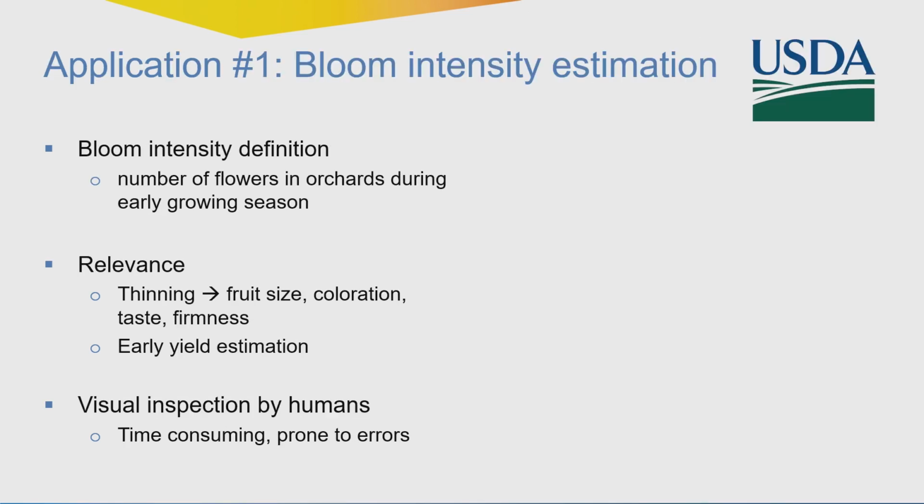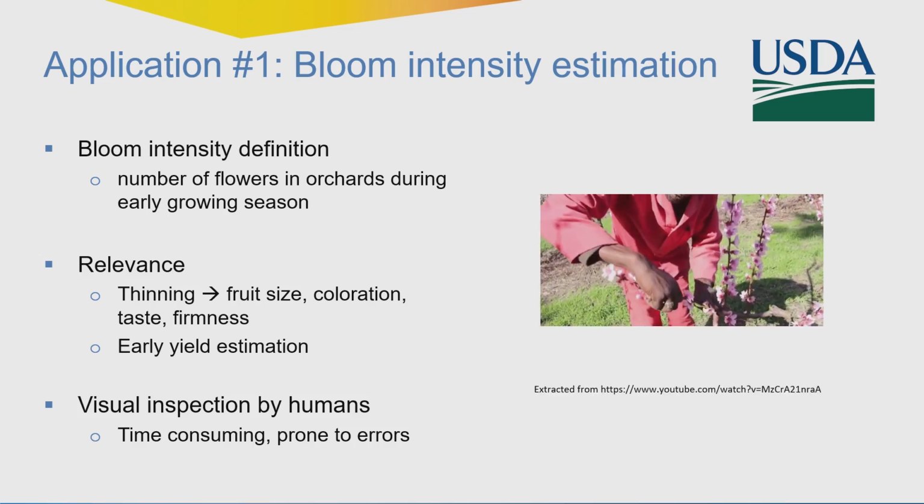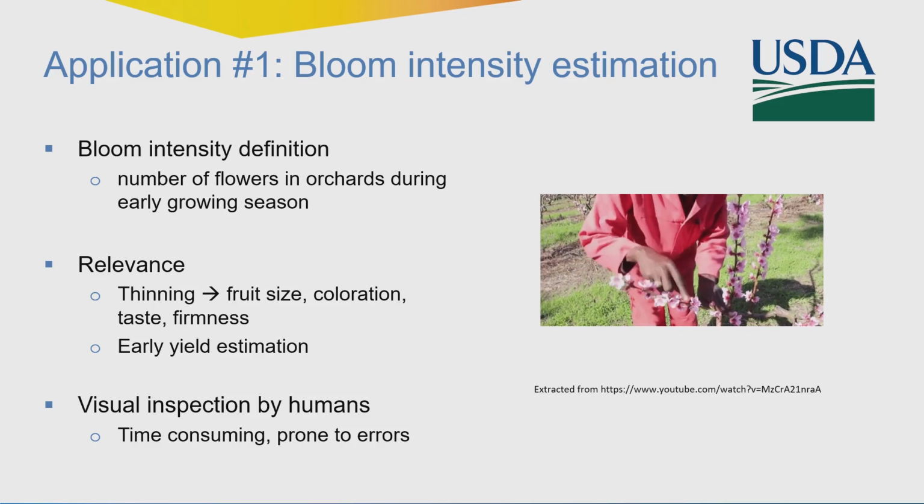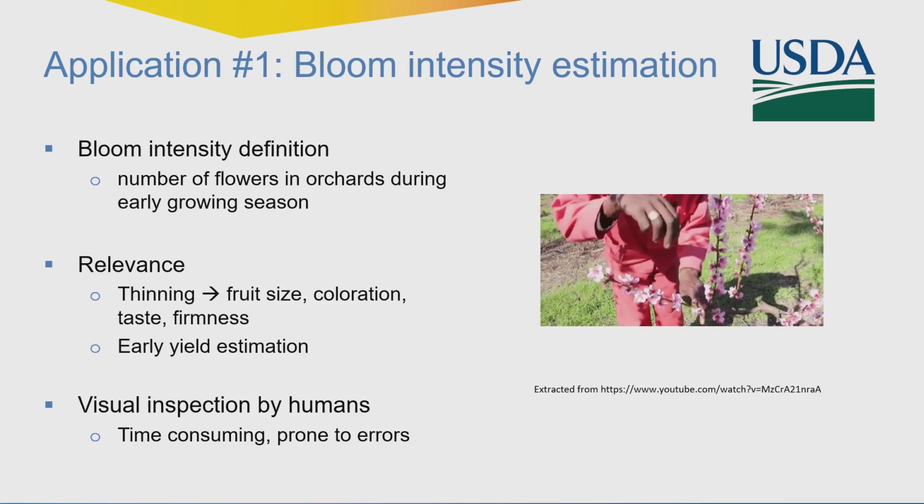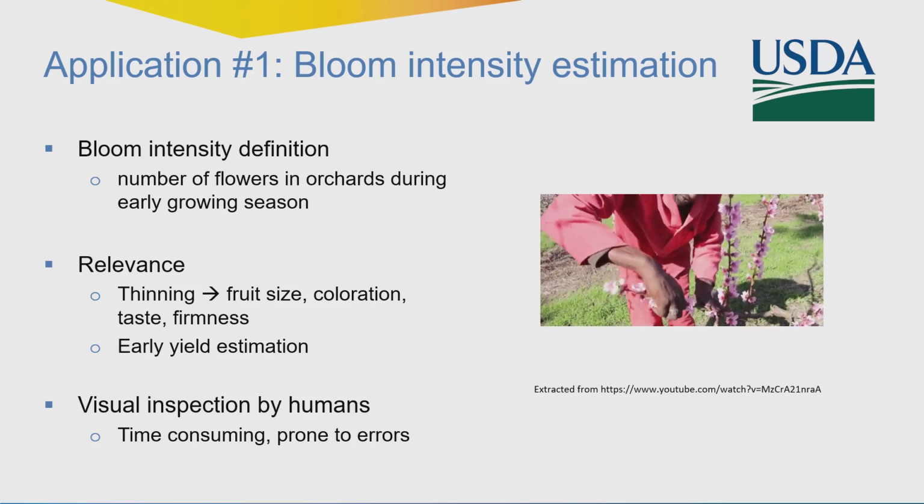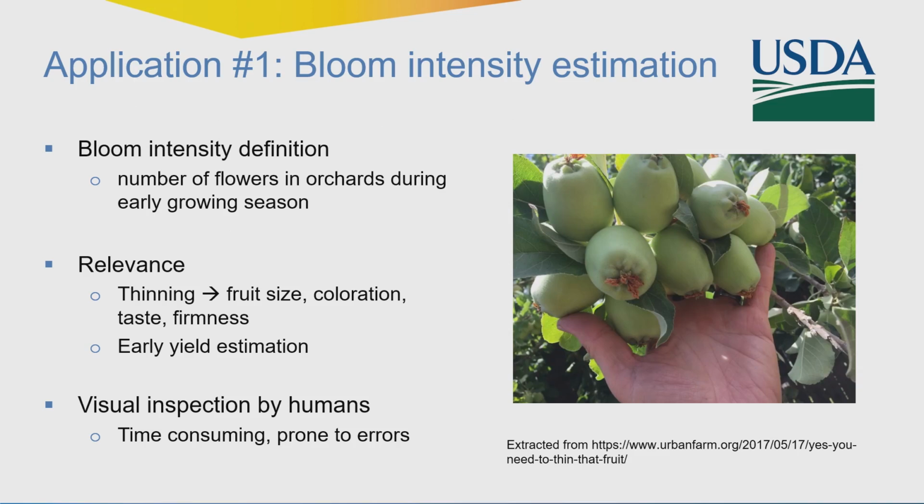So starting with the applications, the first one in flower segmentation, we talk about bloom intensity estimation. That essentially means counting the number of flowers that you have in fruit orchards in the early growing season. So this is important to guide processes like that, which is called thinning. Essentially, you need to get rid of some of the flowers because otherwise you have way too many fruits, let's say apples, growing near to each other.